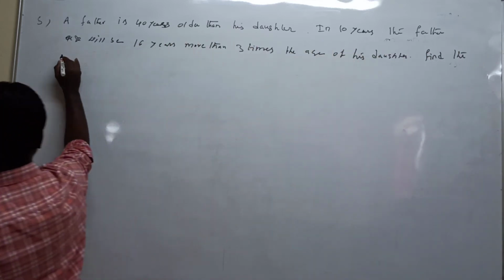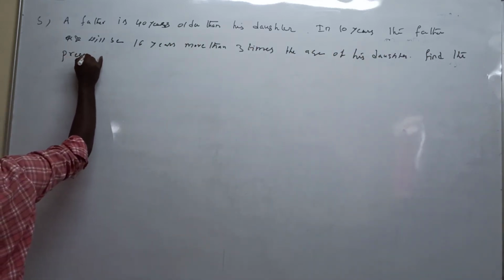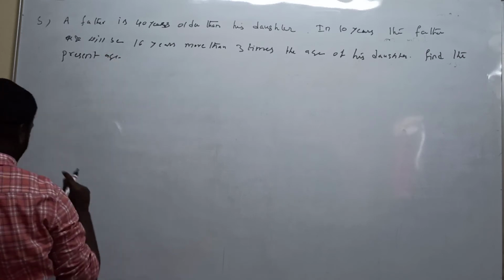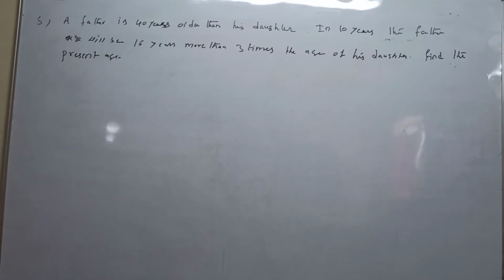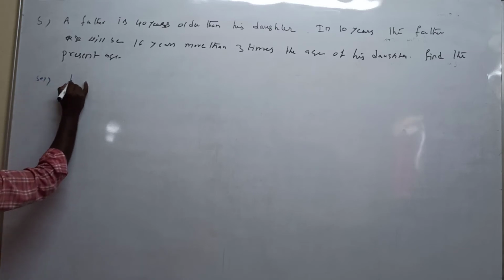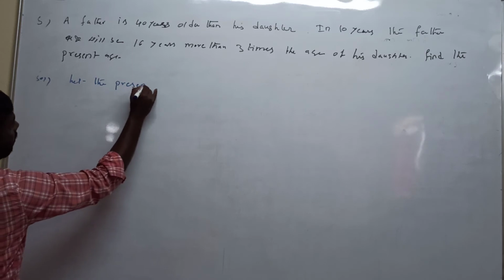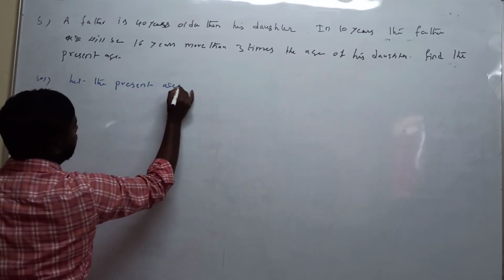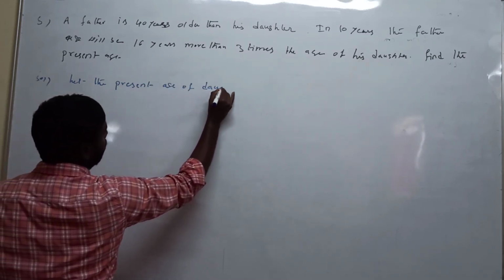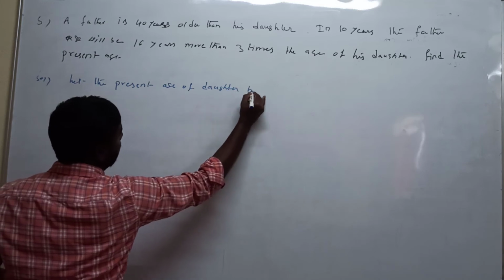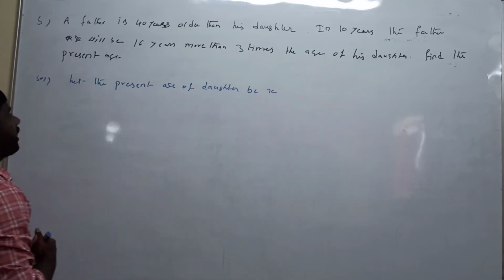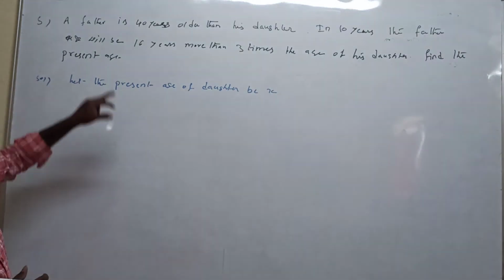Here also they are not giving the father age and daughter age. So first we are going to calculate the present age of the daughter be x. Solution: let the present age of daughter be x. We are only assuming that the present age of daughter be x. But what is given?